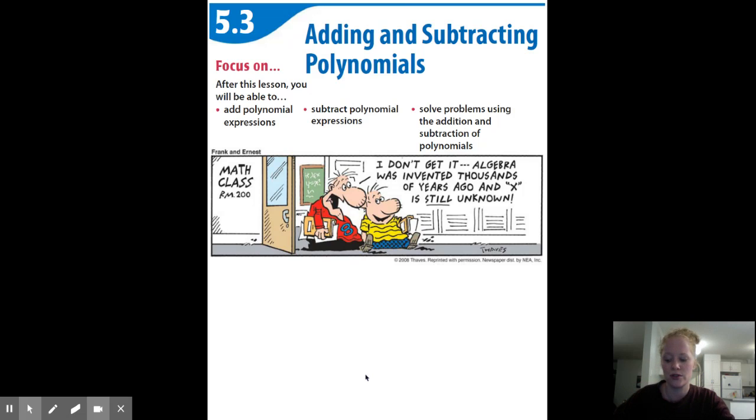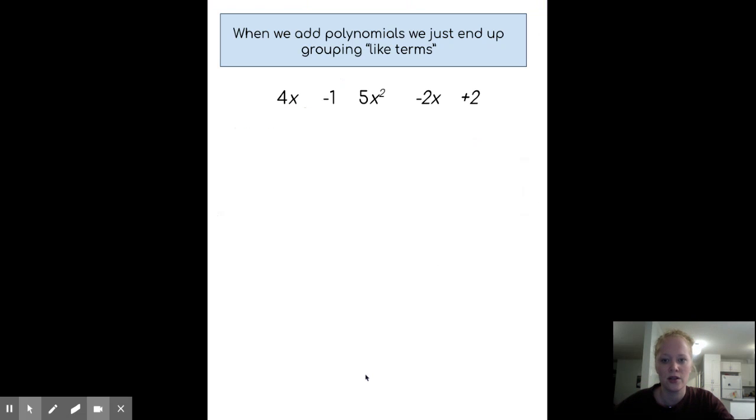So in order to start, we are going to do a little recap of what we learned from our last lesson, which is what like terms are, and combining and grouping like terms, because honestly that's basically all adding is. So then life is super simple.